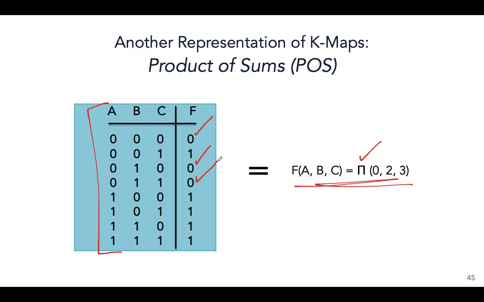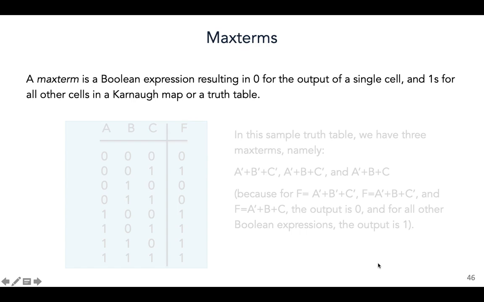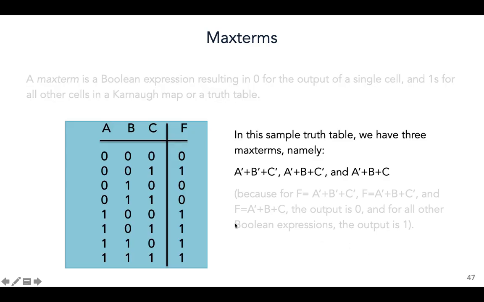In case of SOP, we are concerned with the output 1. In case of POS, we are concerned with the output 0. So here's the formal definition of max terms. A max term is a Boolean expression resulting in 0 for the output of a single cell and 1s for all other cells in a K-map or a truth table. So we have already seen this in this specific truth table. We have 3 max terms, right, corresponding to these 3 rows. This one, this one, this one.